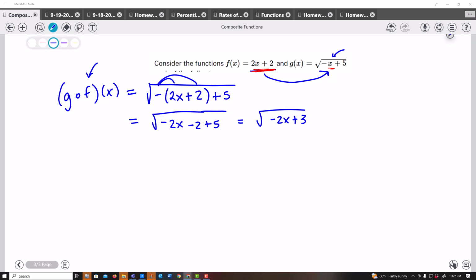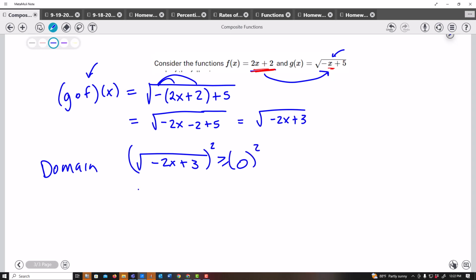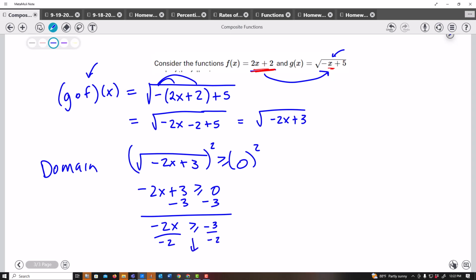Now, once again, if they want this domain, just like the last one, well, we only need to worry that negative 2x plus 3 is greater than or equal to 0. Kind of do the same thing I did last time, square both sides, so negative 2x plus 3 must be greater than or equal to 0. I can subtract 3 on both sides, so I get negative 2x greater than or equal to negative 3. Please remember, when you divide by a negative number, you need to flip this sign.